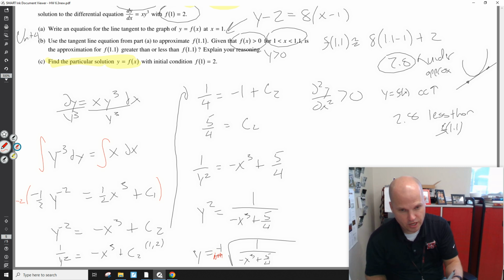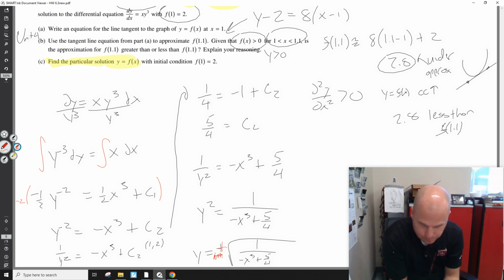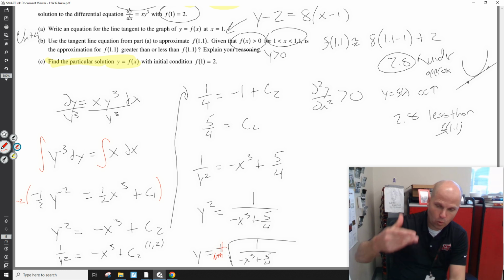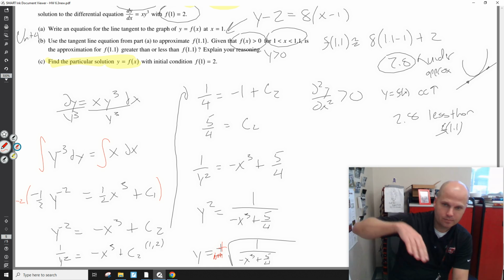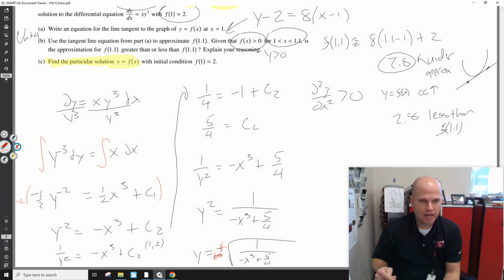I mean, you could also check. If I plug in 1, I get negative 1 plus 5/4. That's 1/4. 1 over 1/4 is 4. Square root of 4 is 2. I want the positive 2. It works out. It checks out.